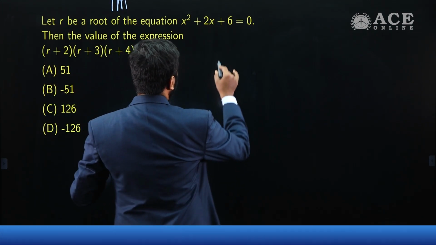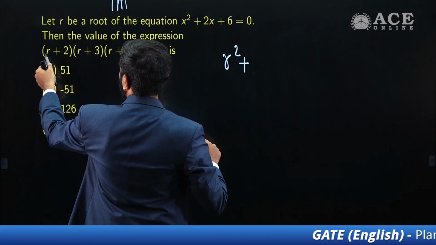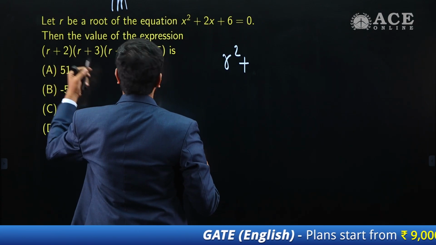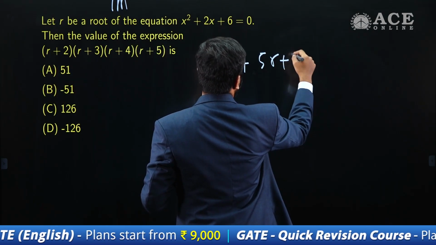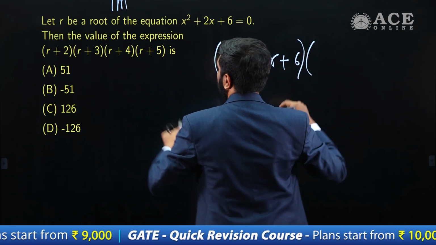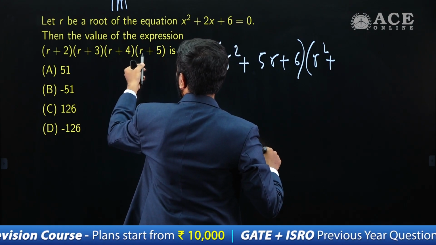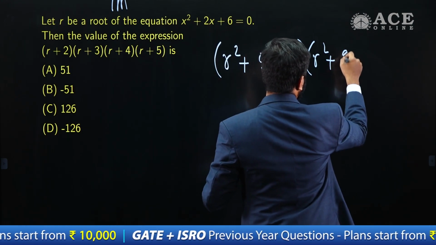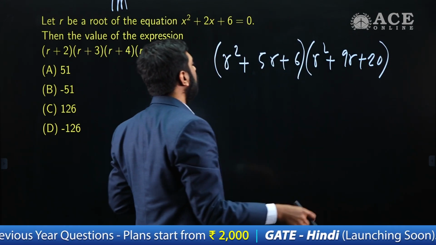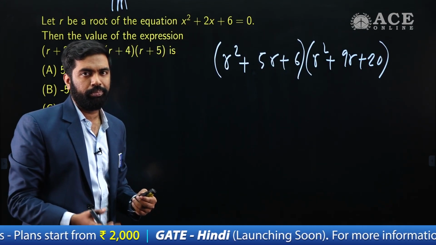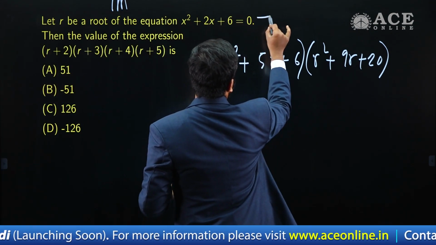What is r plus 2 into r plus 3? It is r square plus 2r plus 3r. 2r plus 3r is 5r, and then 2 into 3 is 6. So when you multiply, you get this. And this is r square, right? So this gives you 4r, this gives you 5r, which makes this 9r plus 4 into 5 is 20. Now he clearly said r is a root. So when r is a root, you can put r into this equation.